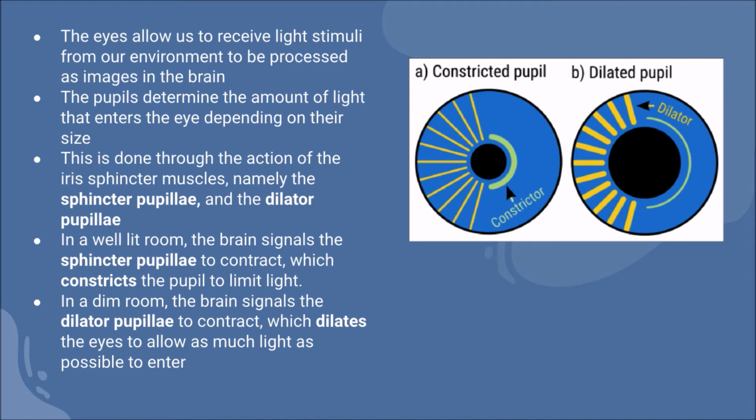So if the client is in a well-lit room with lots of light, and light is directly going to their eyes, the brain processes this and signals the iris sphincter pupillae to contract, and in turn pupillary constriction occurs to limit the amount of light entering the eye. So the muscle responsible for constriction is the sphincter pupillae, correct? In a dim room, however, with very little light, the brain signals the iris dilator pupillae to contract, causing pupillary dilation to allow as much light as possible into the eyes. So these are the two muscles, the sphincter pupillae and the dilator pupillae.